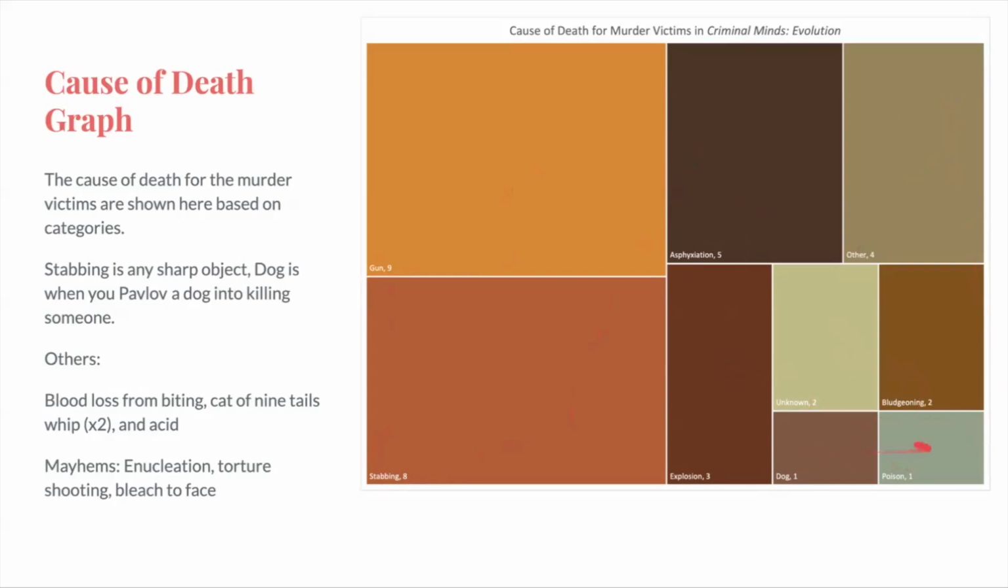I don't know why I didn't put these 2 under others. There were 4 others. The others were blood loss from biting, a cat of 9 tails whip, that was 2 deaths, as well as acid. The mayhems were enucleation, torture, shooting, and bleach to face. Actually, mayhem was on the last slide, but those are the 3 mayhems.